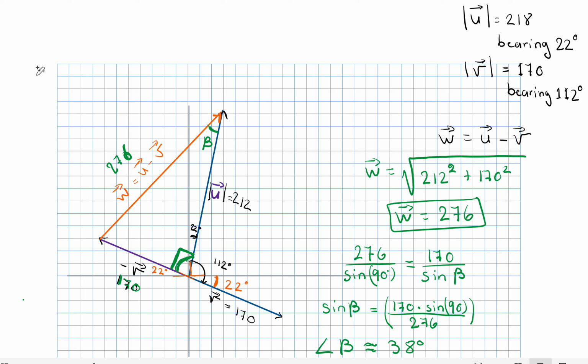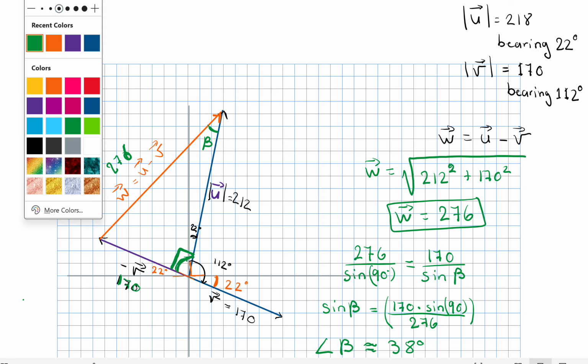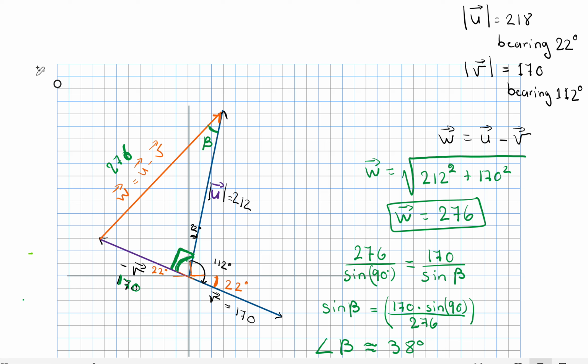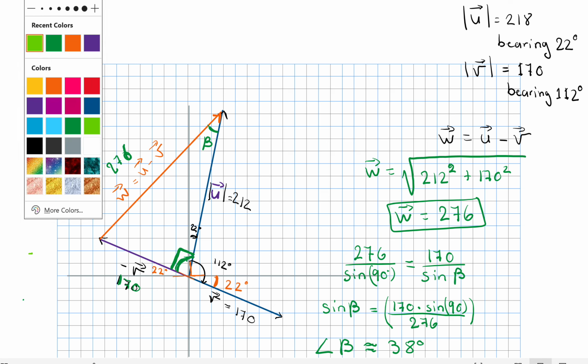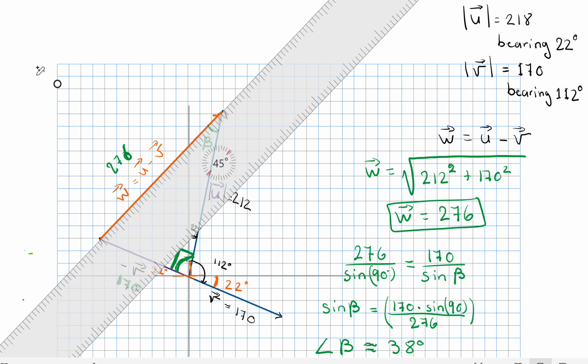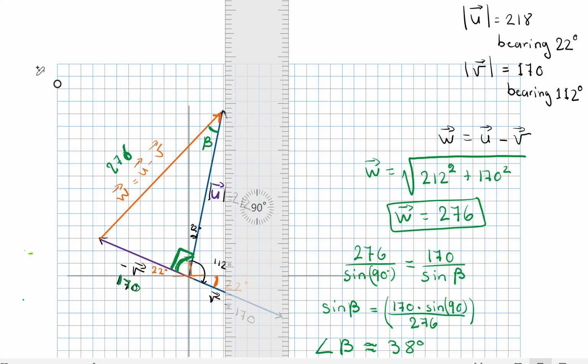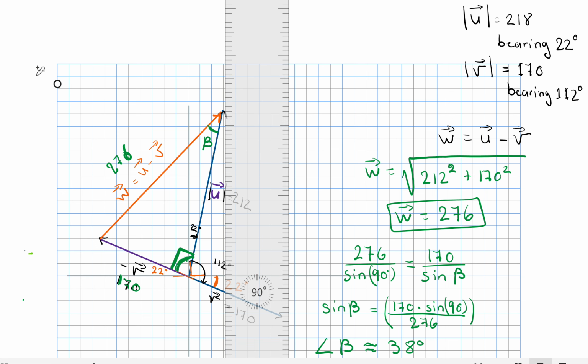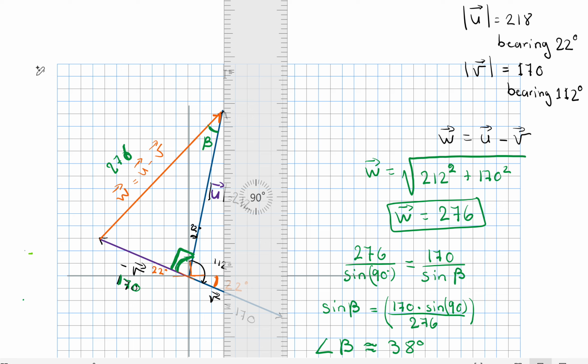Okay, now that does not give me the bearing of w. Why? So let me see if I can backtrack a minute. I want the bearing, so I need to draw a new north here, right? So for that vector right there, my north will be right here.